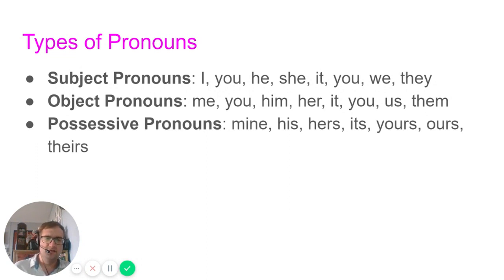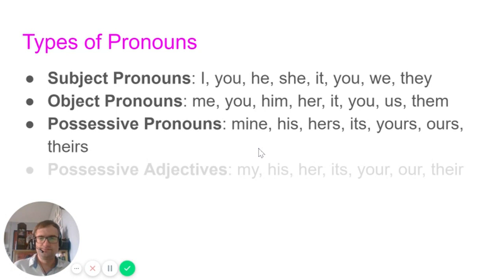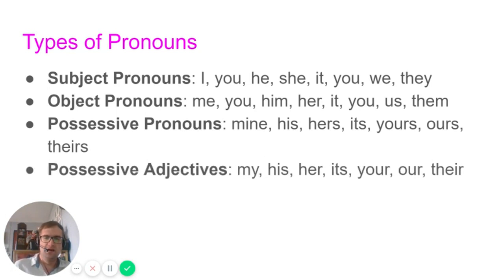Possessive pronouns are those pronouns that tell you about the ownership of something. Possessive pronouns, we have mine, his, hers, its, yours, ours. The next type of pronoun are the possessive adjectives. My, his, her, its, your, our, and their. They're both possessives, but as a pronoun, it is used by itself.